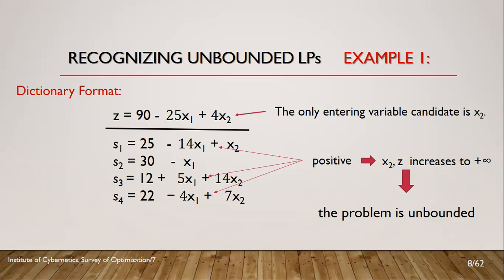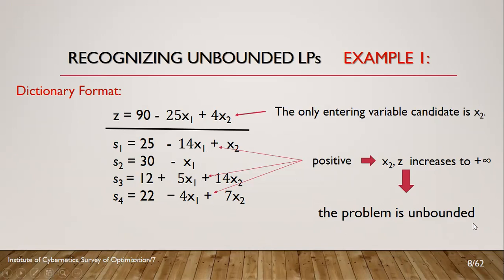the leaving variable, we cannot really determine it because all the coefficients in the corresponding column are positive, but according to the simplex method as it was introduced by Dantzig, there needs to be at least one negative. So if they're positive and x sub 2 is increasing, then z increases to positive infinity. If we increase it without any limitations, then z will eventually reach positive infinity, meaning that the problem is unbounded.